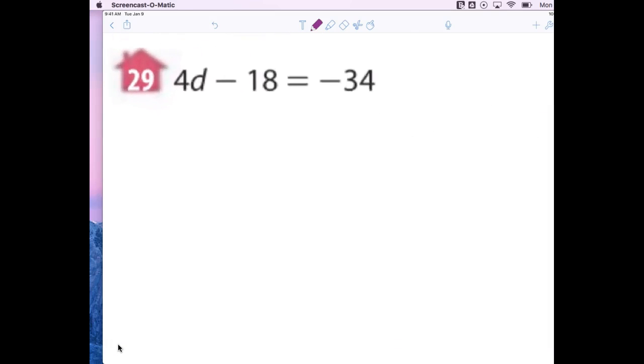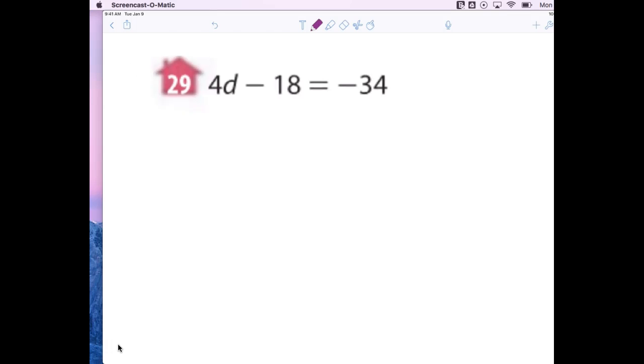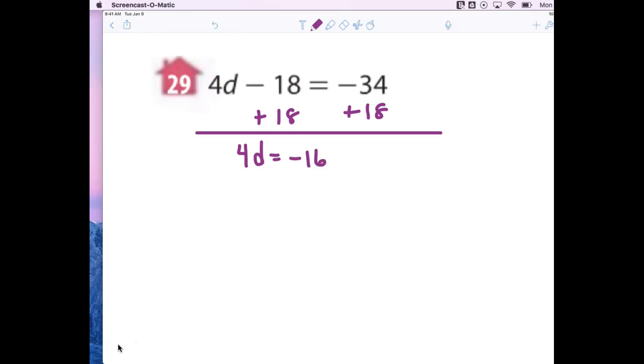All right, Diesel, 29. What am I doing, Diesel? So you don't have to rewrite it. It'll be 4d minus 18 equals -34. Okay. You do plus 18. Yes, sir. And that would equal... Positive or negative? Yes, it would definitely be negative 16.